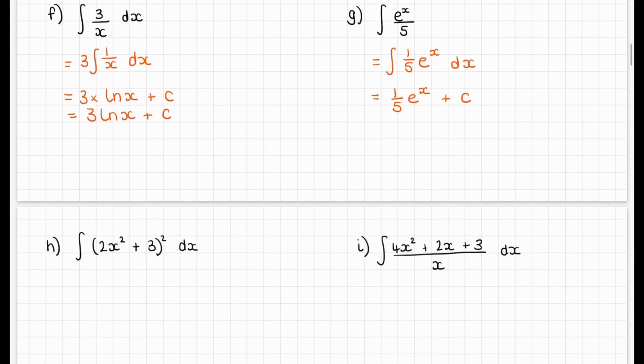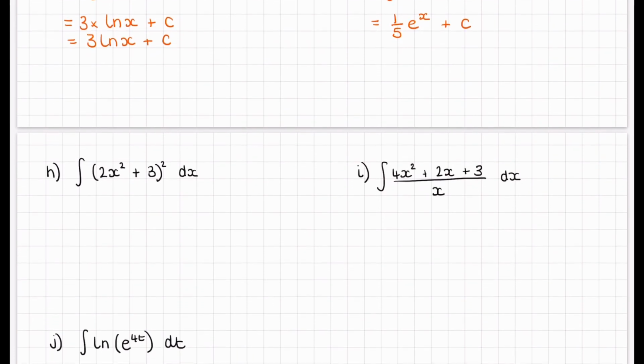H, we've got the integral of 2x squared plus 3 all squared. Now what I would do here is, we haven't looked at a rule yet for doing these ones, so because it's only a square bracket, to be honest, the easiest way is probably just to expand the brackets. So it's a perfect square, we expand it, we'll get that, and then we can just do each bit separately.